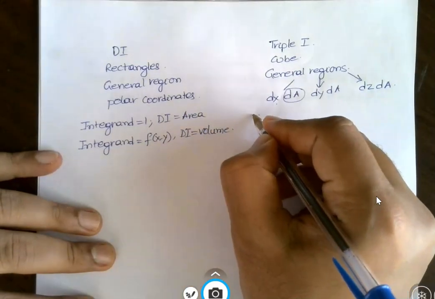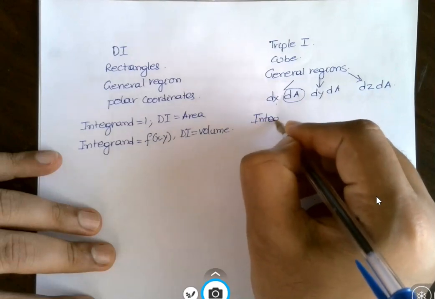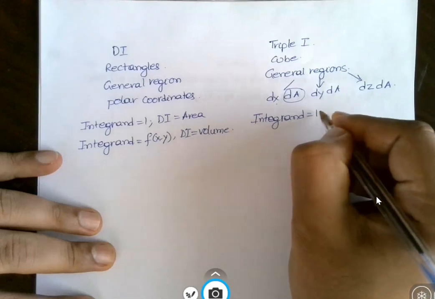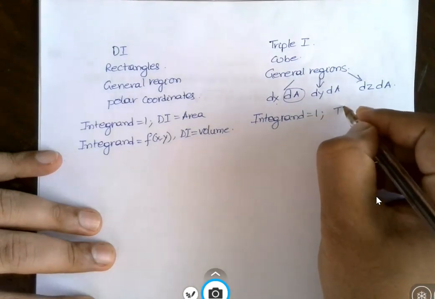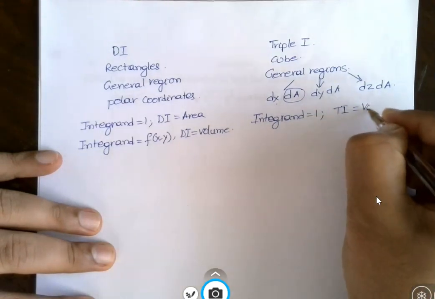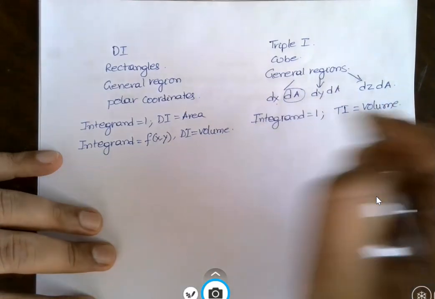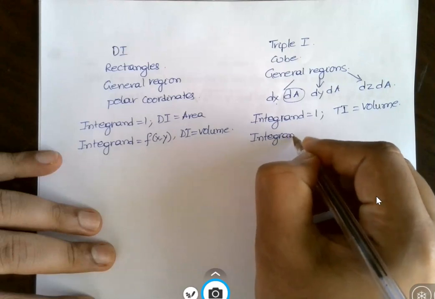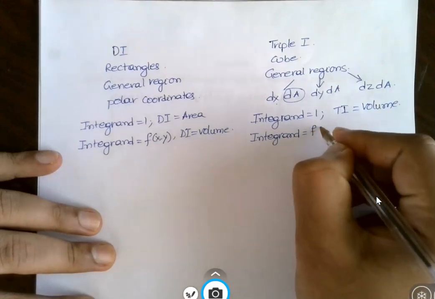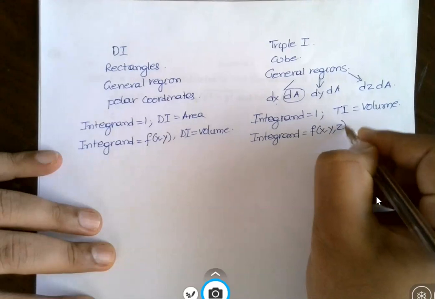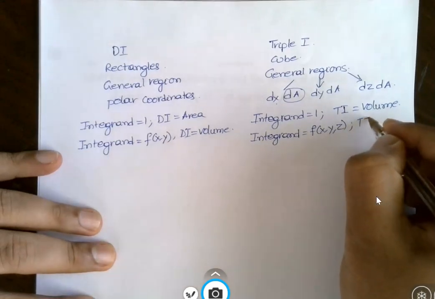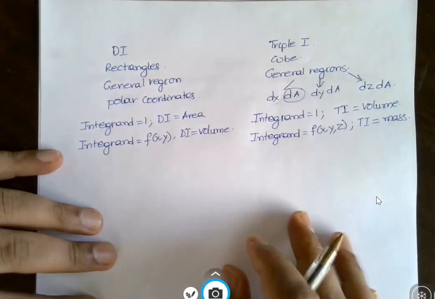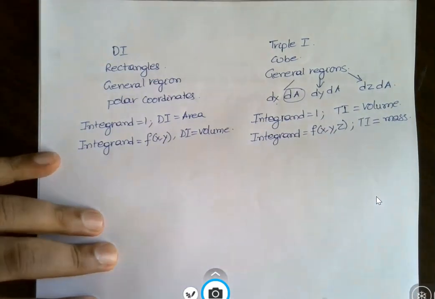And we said if the integrand equals 1, then the triple integral would give you the volume. If the integrand equals a function of x, y, z, then the triple integral would give you mass. That's what we discussed in the previous lecture.